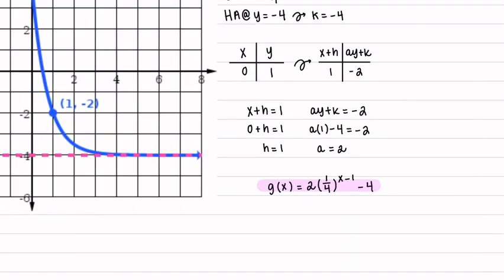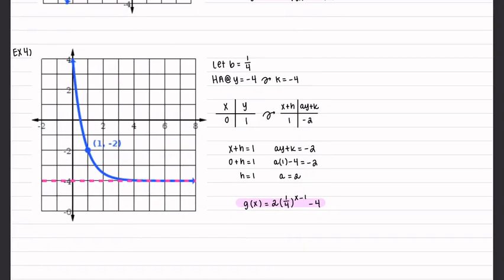All right, and I ended up with a positive a value, which makes sense because it's above my horizontal asymptote. I know just based on looking at the graph that this is decay because it levels off to the right.